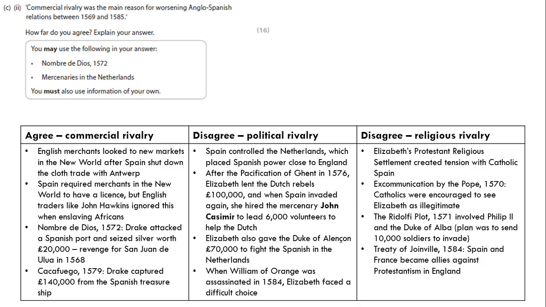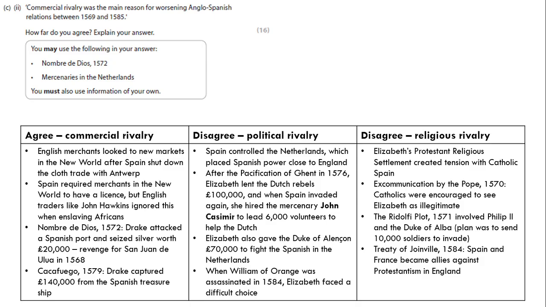In 1572, then, at Nombre de Dios, Drake attacked a Spanish port and seized silver worth £20,000. This was revenge for San Juan de Ulua in 1568. And most famously, in 1579, Drake captured £140,000 from the Cacafuego, the Spanish treasure ship. That would all be an agree. That's all about the trade and commercial rivalry.